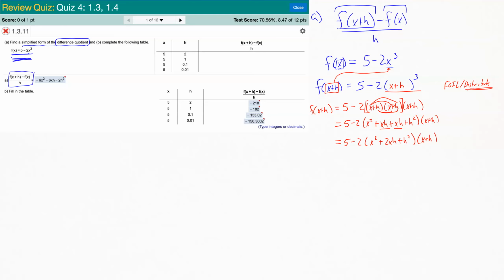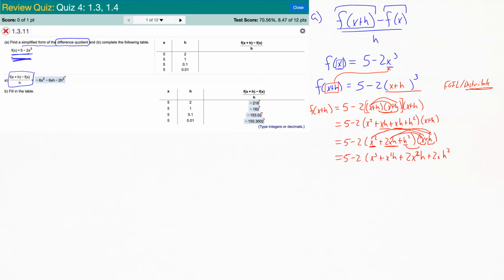So again, we're still doing distribution right now. We just need to take each one of these pieces and make sure we multiply it by both pieces over here. So we get 5 minus 2, and then starting my multiplication, x squared times x gets me x cubed. X squared times h gets me a plus x squared h. Done with the x squared, on to the 2xh. So 2xh times x, the x's go together, so x times x gets me x squared, and then h. And then I get 2xh times h, so just like with the x's, the h's come together now. H times h gets me h squared.